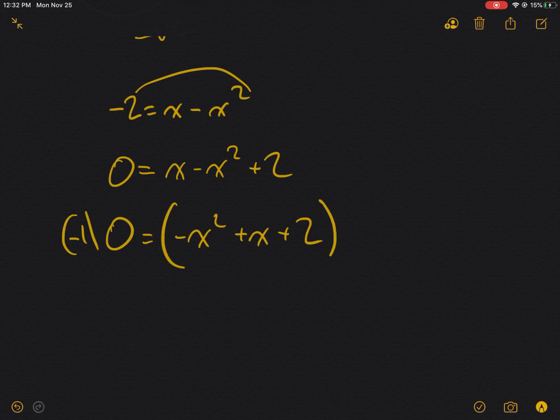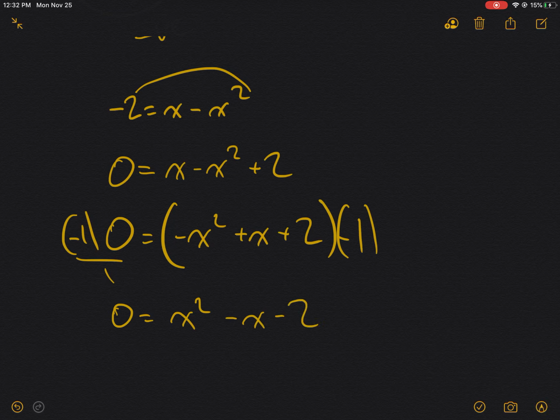Well, first let's multiply both sides by minus 1, right? So that means switch the signs of everything. 0 stays the same, right? And that becomes x squared minus x minus 2. And I only did that to get rid of the coefficient here. I don't want a coefficient.